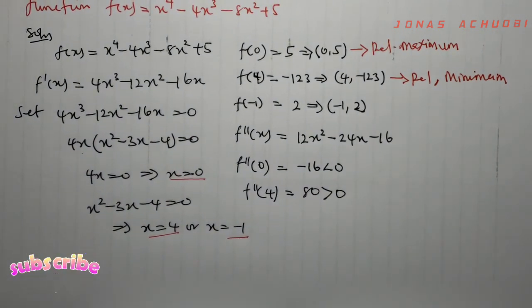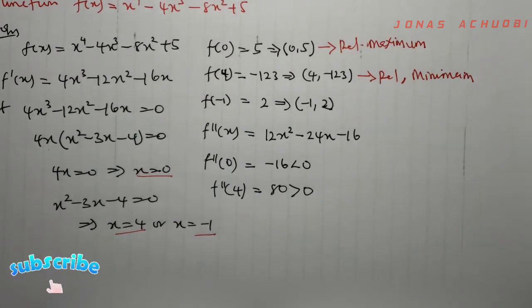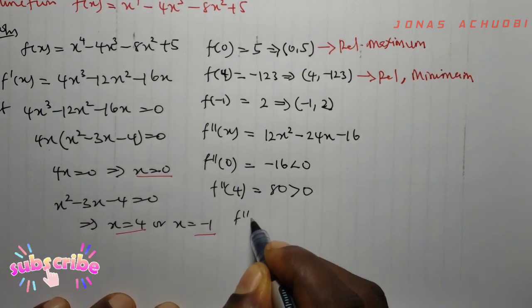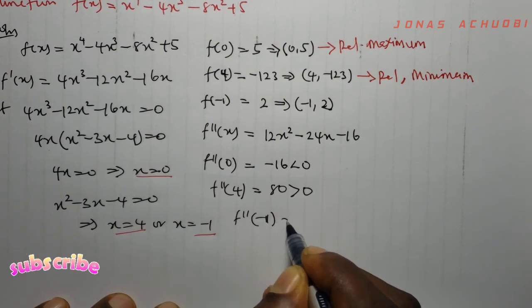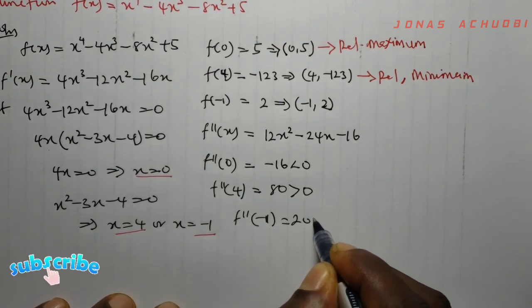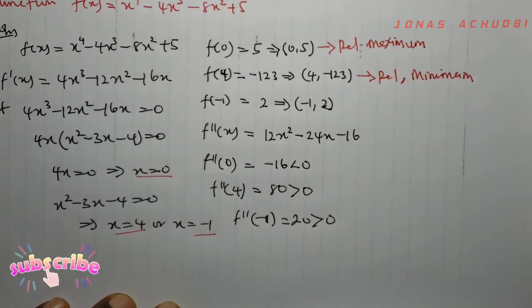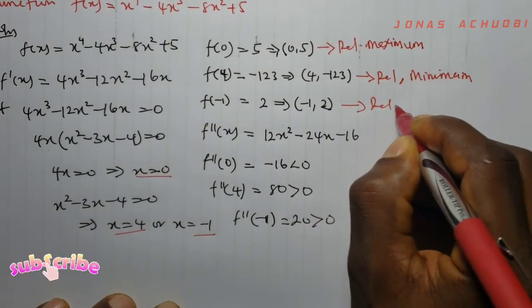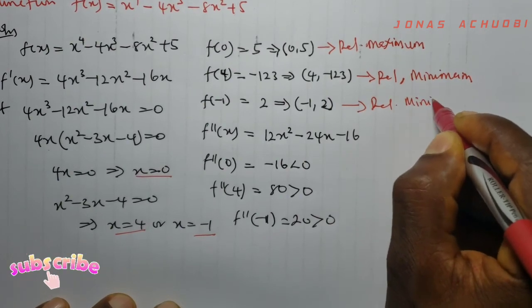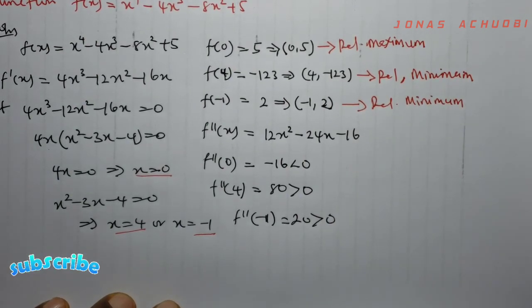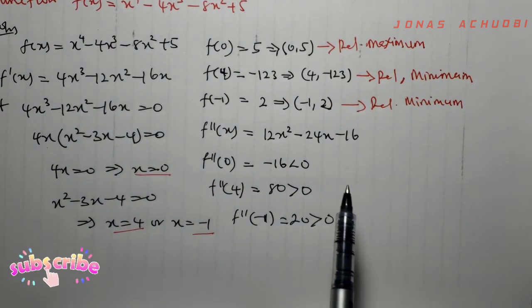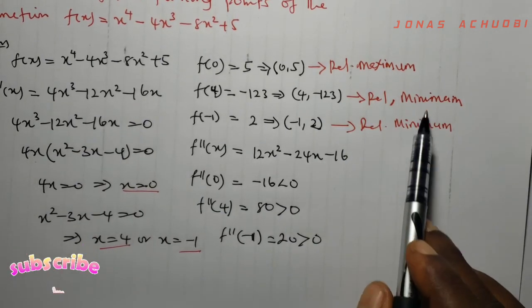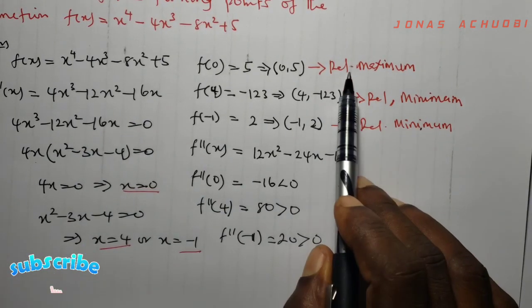We'll now check what happens at the third and final critical value. So f double prime at x equal to -1 gives us 20, and 20 is positive. So once again, the third critical point is a relative minimum. So for our critical points, we have 2 relative minima and 1 relative maximum.